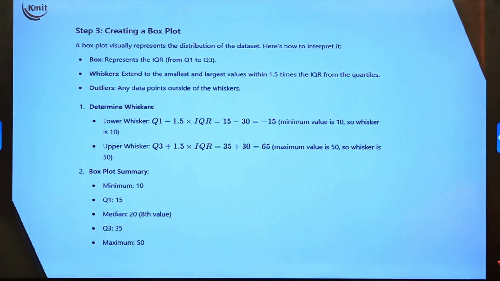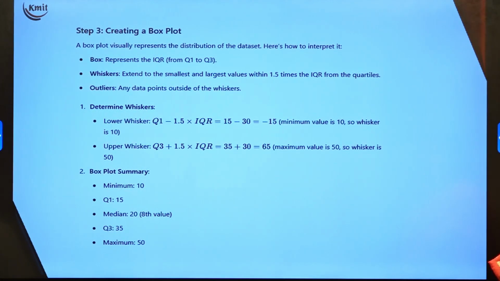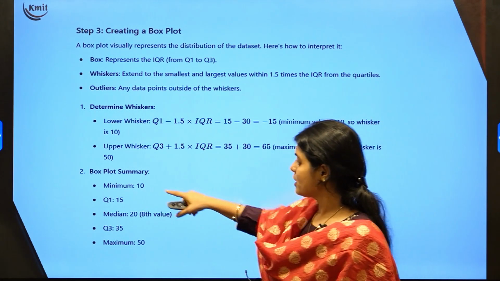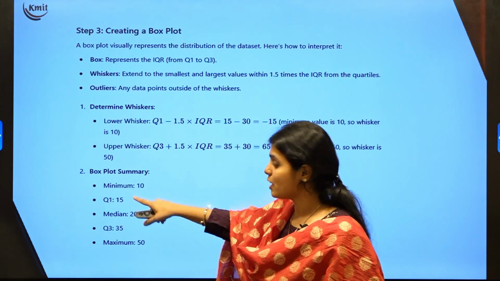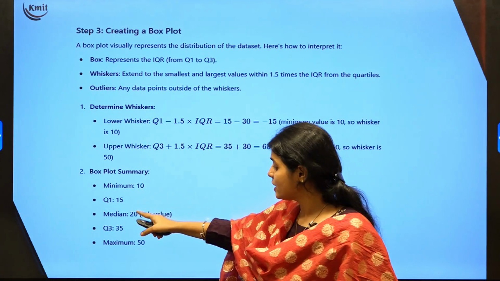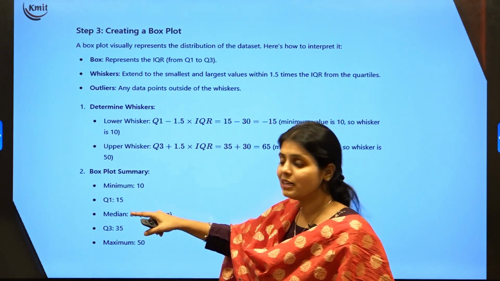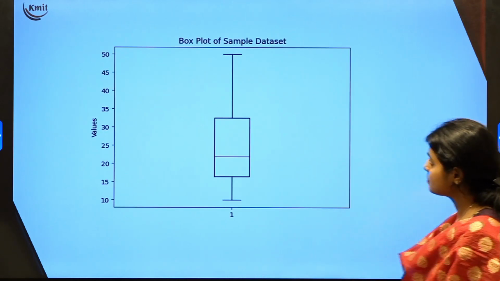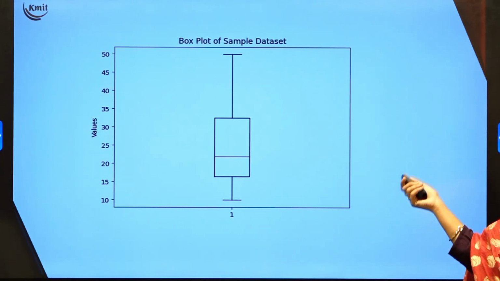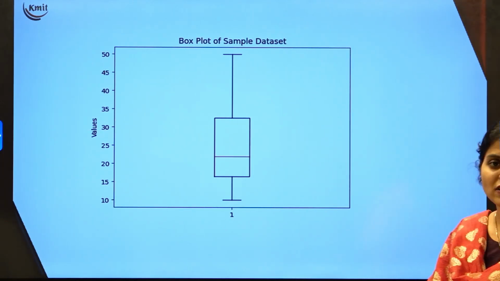First of all, you have to determine the whiskers and then you can have the box plot summary. The box plot summary includes the minimum value, the maximum value, the Q1 value and Q3 value which we have calculated, and the median. For this particular sample data set, this is the box plot that we have plotted.